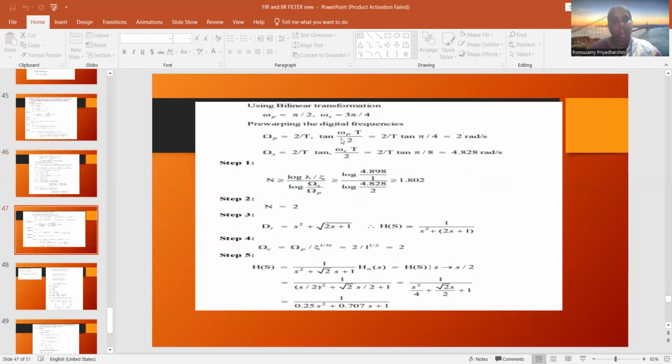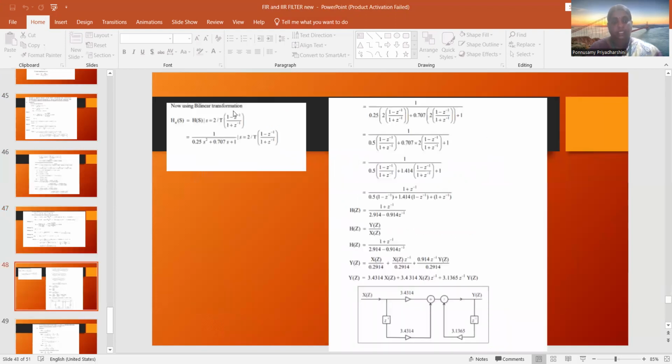And by using the bilinear transformation, we are calculating the passband frequencies pi by 2 and 3 pi by 4. By using this pre-warping effect, we are calculating the corresponding frequencies 2 radians per second and 4.828 radians per second, and calculating the order of the filter. It is going to be 2. And if it is 2, this is our denominator. Then we substitute the value, and this is our final H of s. By using the bilinear transformation, we know that s is 2 by T times (1 minus z inverse) by (1 plus z inverse). So s has been transformed into the corresponding z transform, and we are getting the H of z. After realizing the H of z, the design of the filter can be obtained.